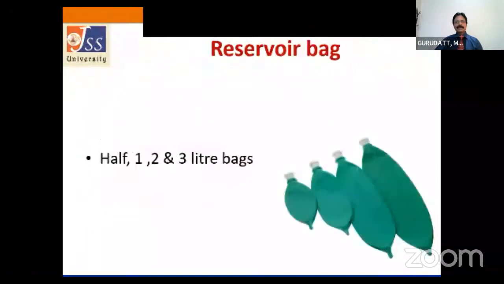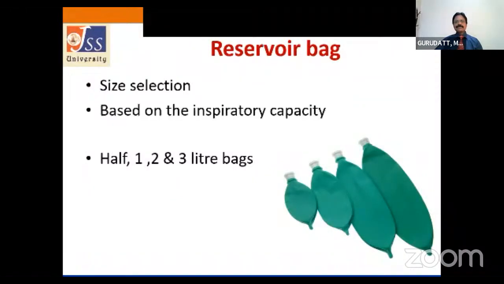Coming to the reservoir bag. We have various sizes of reservoir bag: a half liter bag, 1 liter, 2 liter, and 3 liter bags. How do we know which particular size of bag we can use for a particular patient? This is basically based on the inspiratory capacity. Again, this is an exam question, so you should always be able to know about it. The inspiratory capacity is roughly about 30 to 35 ml per kg.